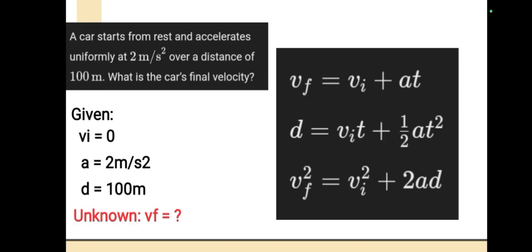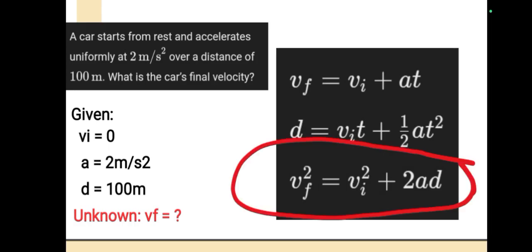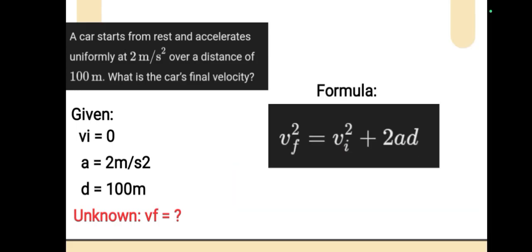So Vf squared equals Vi squared, Vi is given, plus 2 times the acceleration, which is given, and distance, which is also given in the problem. So the formula now is Vf squared equals Vi squared plus 2ad. Now I have the formula. Next, I will proceed to the next part, which is providing or writing down the solution.